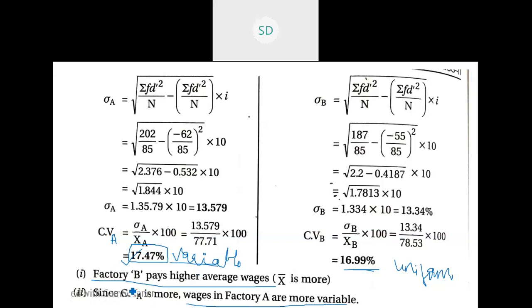So please do not get confused with CV conclusions. The more the CV, the more variable. The less the CV, the more uniform. Did you all understand the conclusion part? Conclusions are very important in the examination. Without conclusions, you will be missing out at least 2 to 3 marks. A minimum of 2 marks will be cut if you don't give conclusions for questions which demand conclusions.